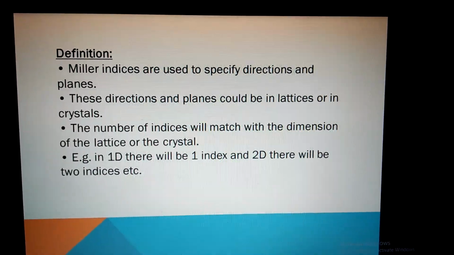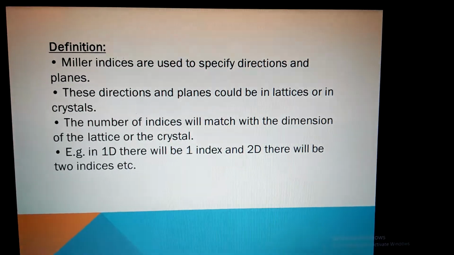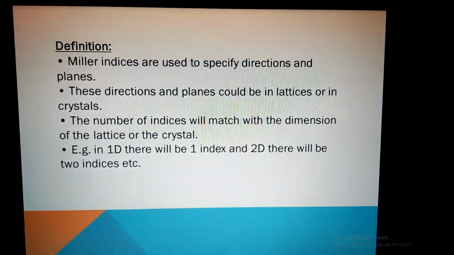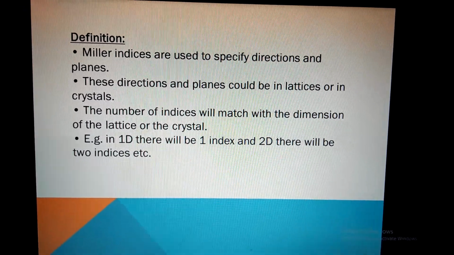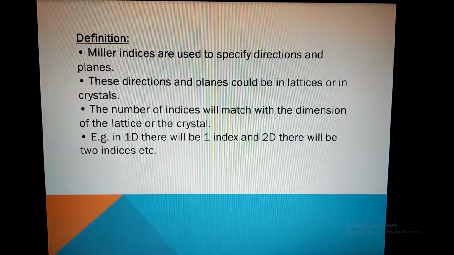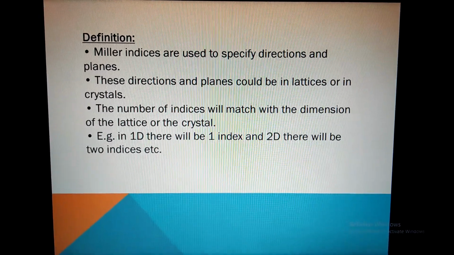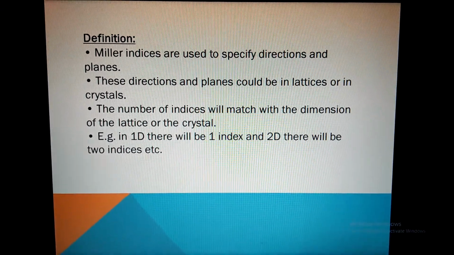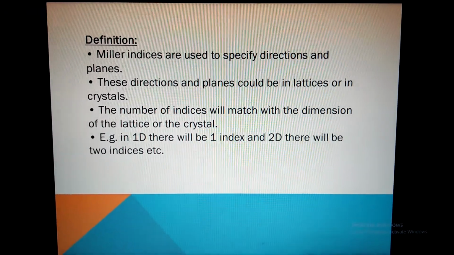Definition: Miller indices are used to specify direction and plane. Thus, direction and plane could be in a lattice or in a crystal. The number of indices will match the dimension of the lattice or the crystal. In 1D there will be one index, in 2D there will be two indices, etc.